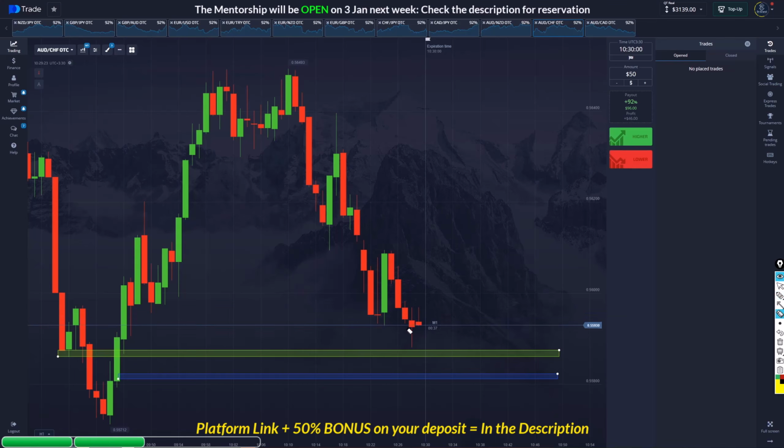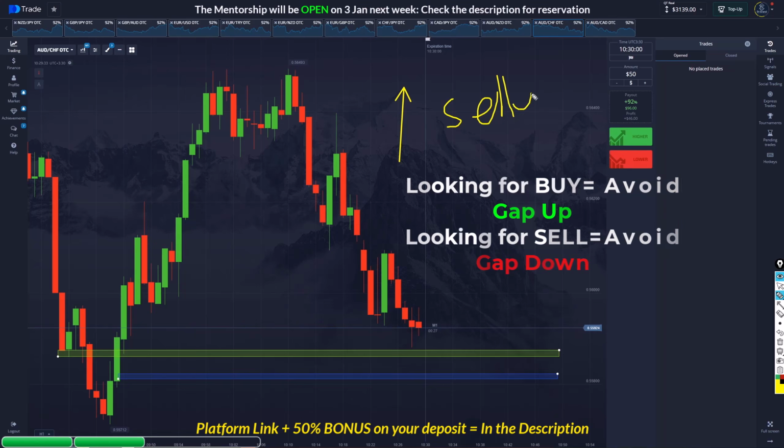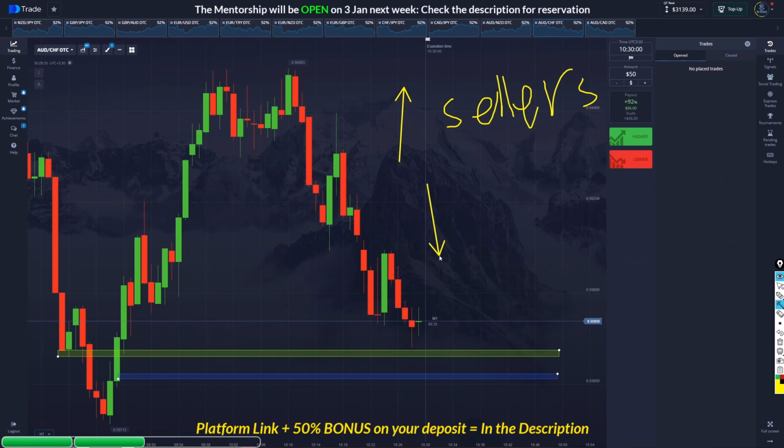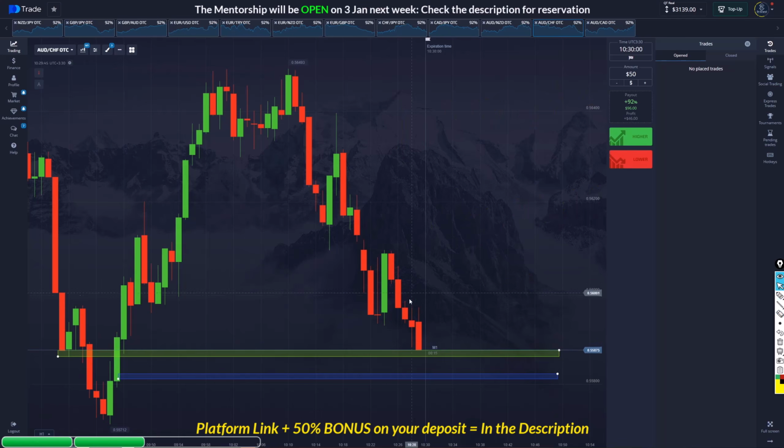favor, this is a gap up, right? The candle closes here, the next candle opens from here. So the gap up is in the seller's favor. And if we had a gap down here, it would be in the buyer's favor. So I would take this trade. That's why I didn't take this as a buy.